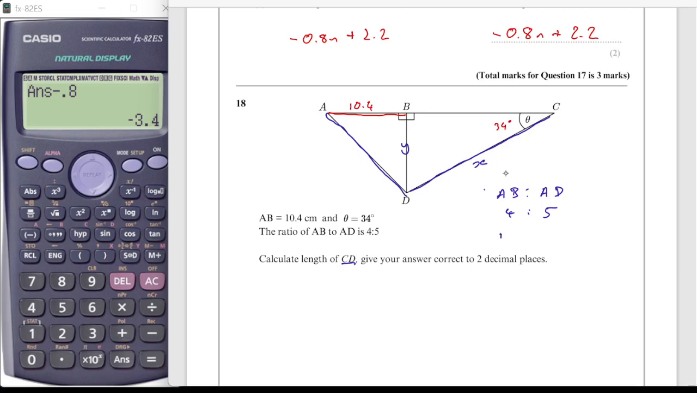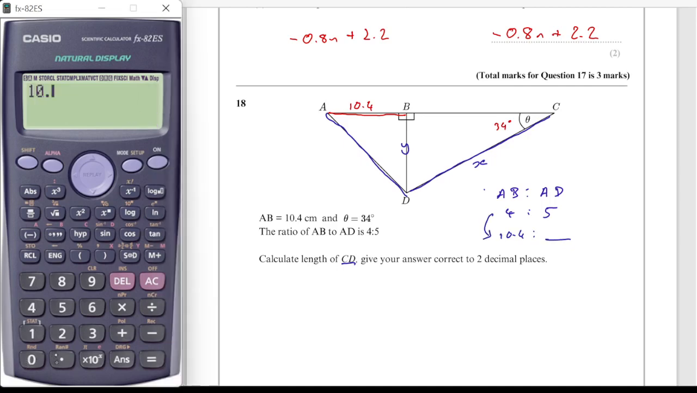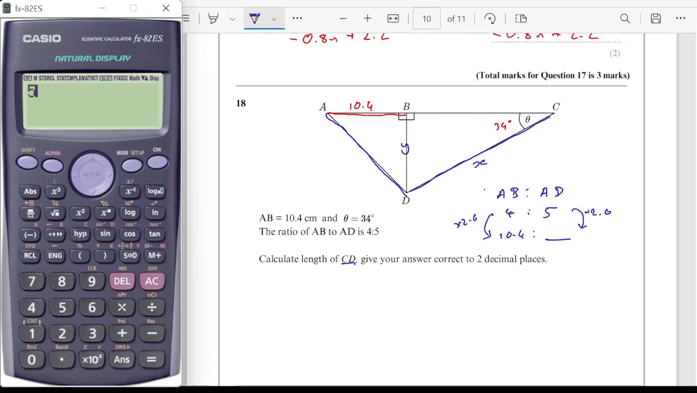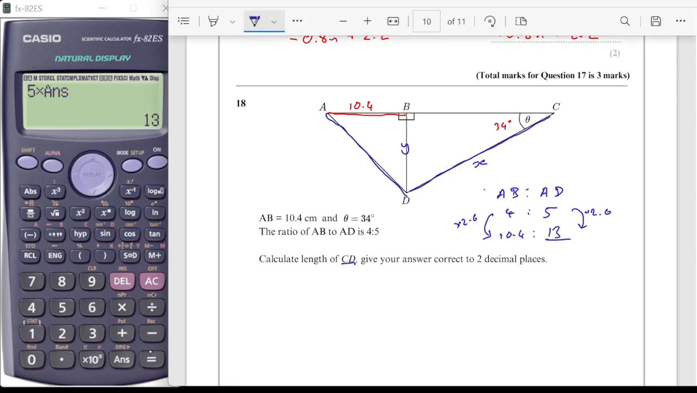So if that is 10.4, then this length is going to be, well, what do I need to times 4 by to get there? So 10.4 divided by 4 is going to be equal to 2.6. So I've times by 2.6 here. If I times by 2.6 here, that will give me 5 times by that answer 13. So my missing length is 13. So I'll add that to my diagram now.